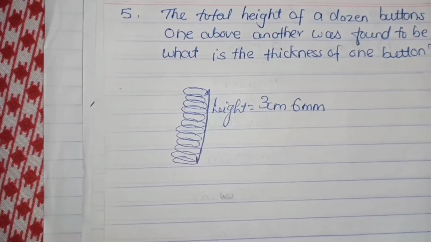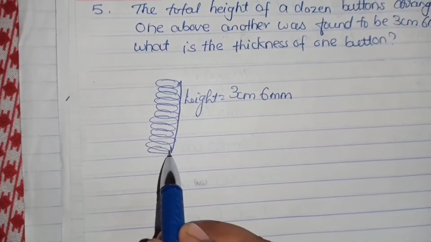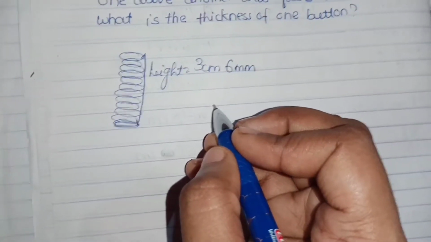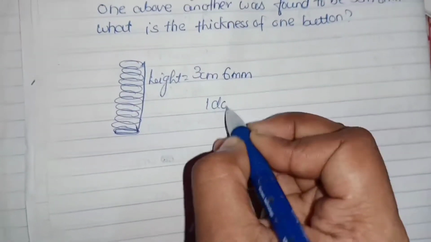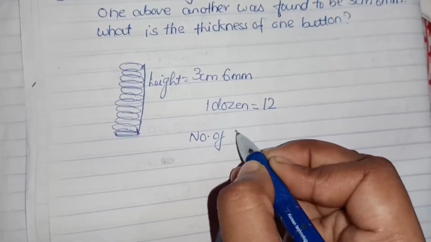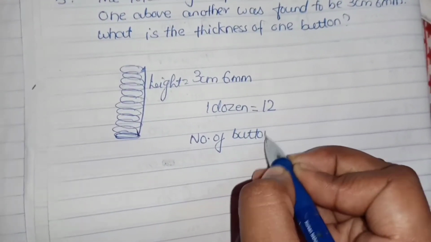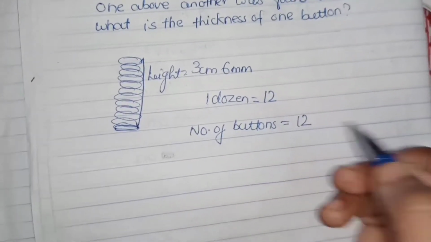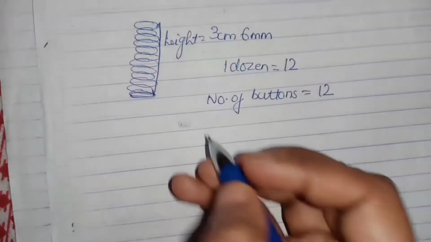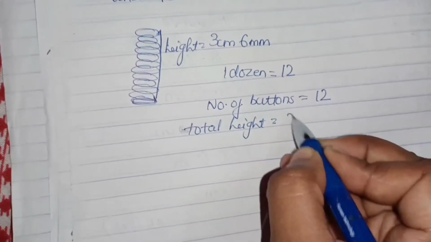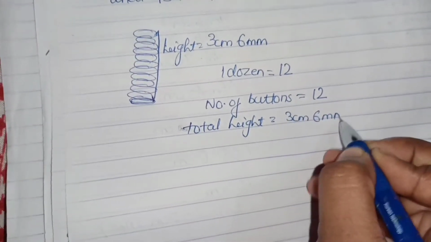We have to find the thickness of one button. Now how to find it? Let's start. Number one, we will write the number of buttons. So 1 dozen is equal to 12. That means the number of buttons is equal to 12. Now what is the total height? Total height is equal to 3 centimeter 6 millimeter.